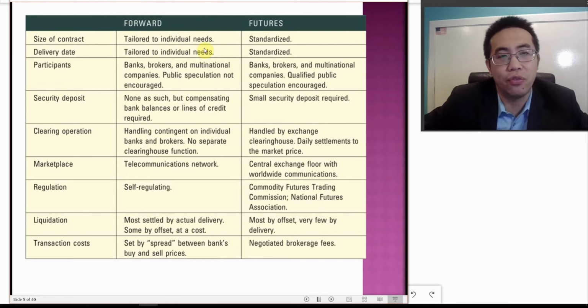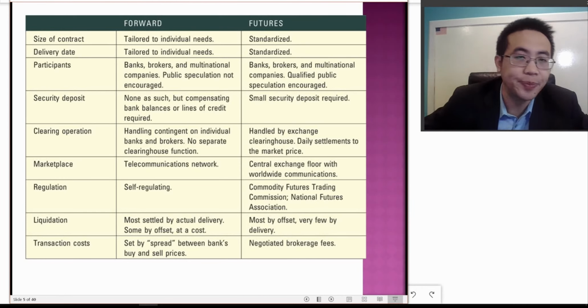And the delivery date for the forward is also individualized between the two parties. But for the futures, it's very standardized. The delivery of futures of all these commodities, no matter the currencies or beef or oil, has to be on a certain date. Usually, it is the third Wednesday of every March, June, September, and December.